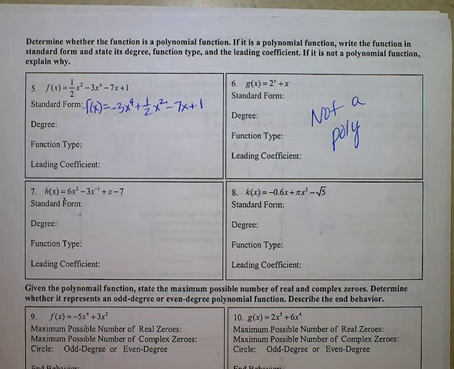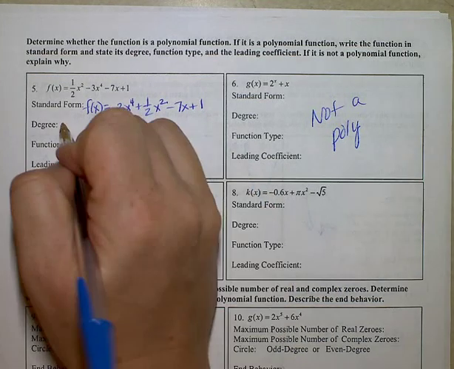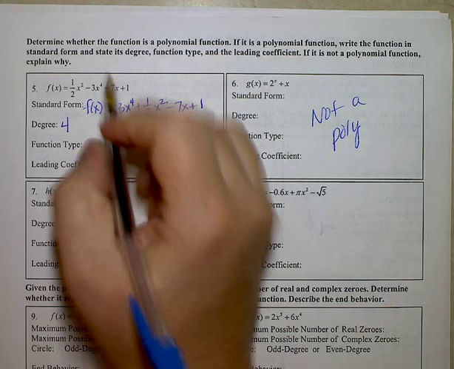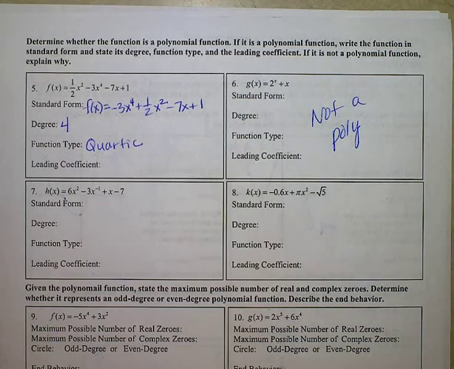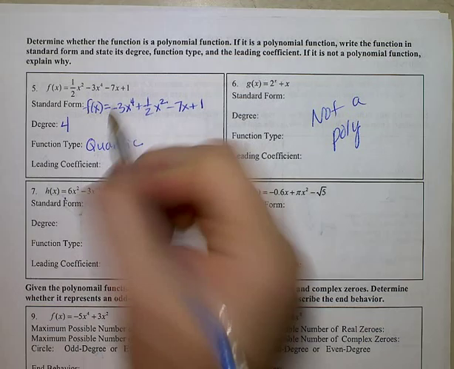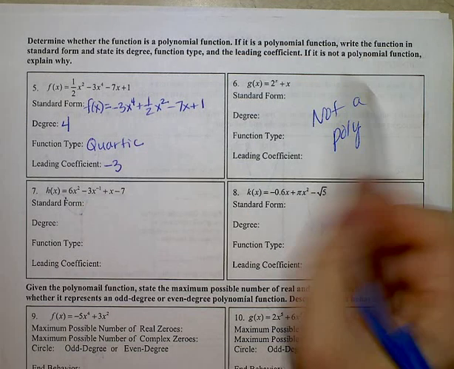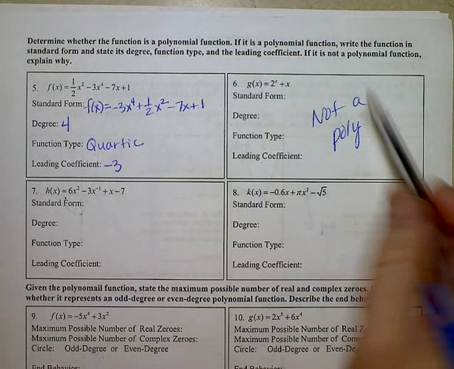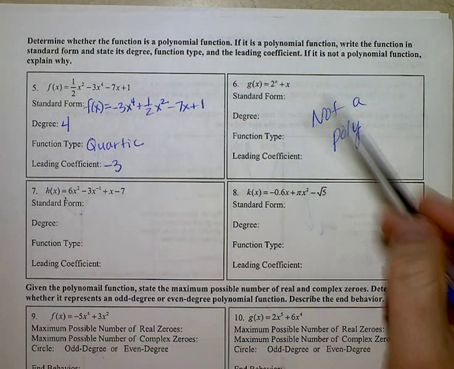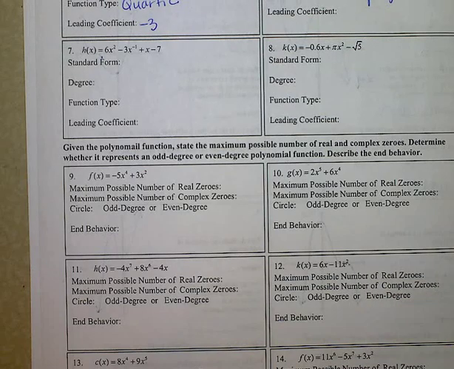Okay, degree. What is the highest degree you see? What is the highest exponent? So you could say 4. When it says function type, they're looking for the word quartic. And what is the leading coefficient on the x to the 4th? Done. So again, if you have a negative exponent or a variable in the exponent position, you just put not a polynomial, you don't do that problem. Go on to number 9, please.